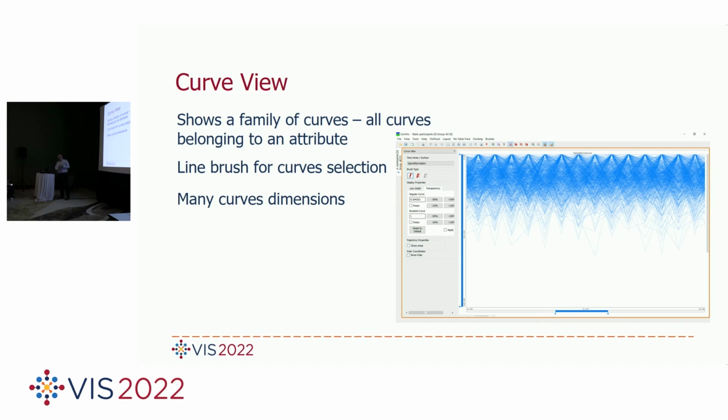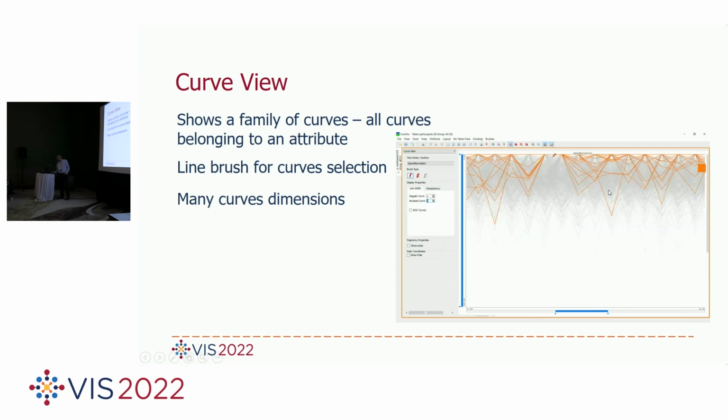This now looks very cluttered, like a spaghetti image, but still this is our curve view. I told you about these curve attributes, time series attributes. So we show here all curves for all participants and all businesses at once. This is just one example here, and this is spending on recreation. So how much do they spend over time?